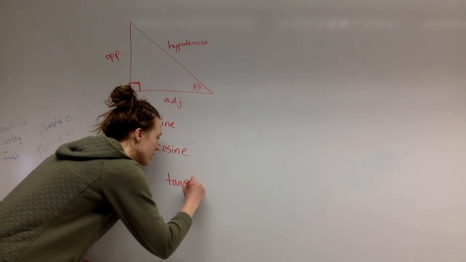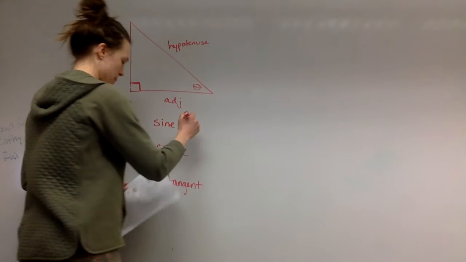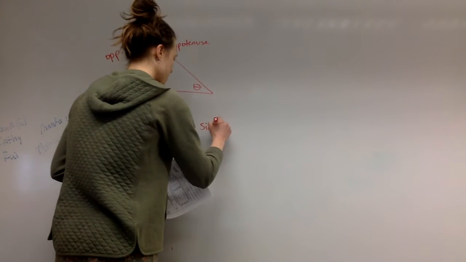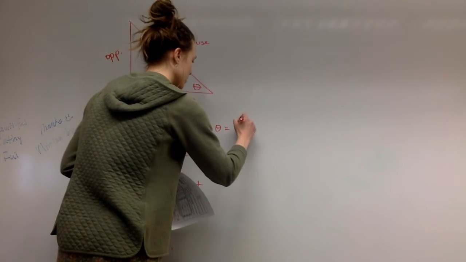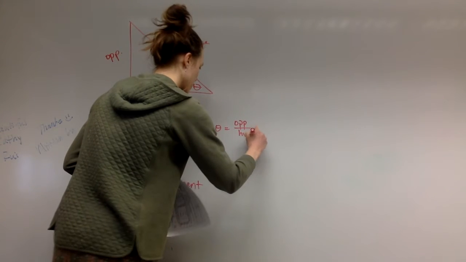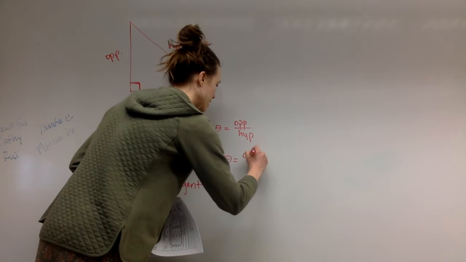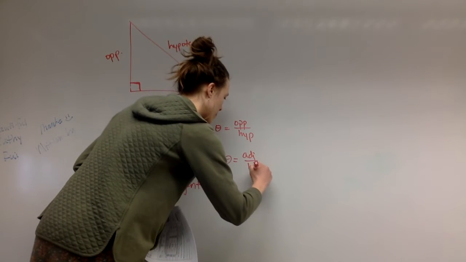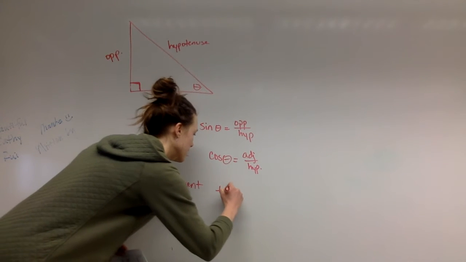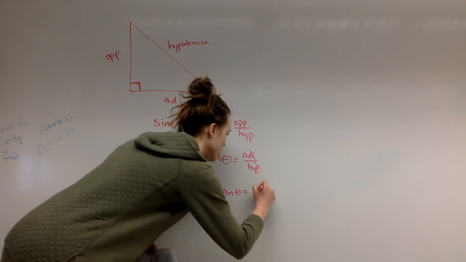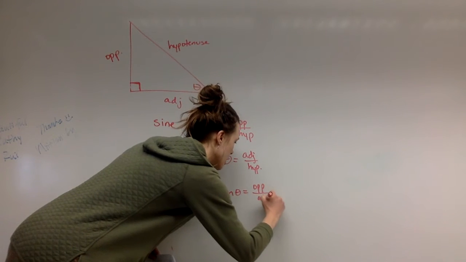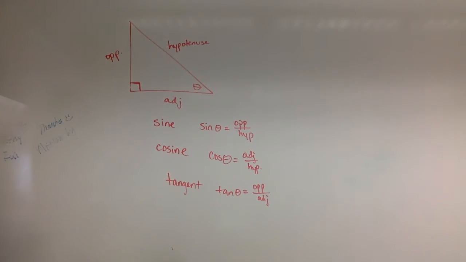Does anyone remember what those mean? Sine is opposite over hypotenuse, cosine is adjacent over hypotenuse, tangent is opposite over adjacent. Trying to keep up. Okay.